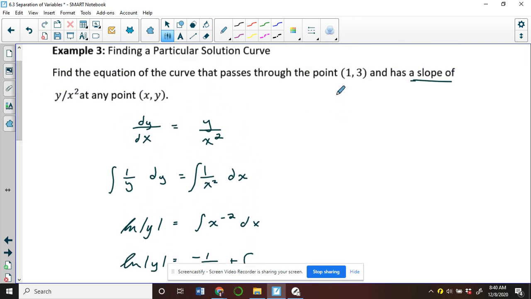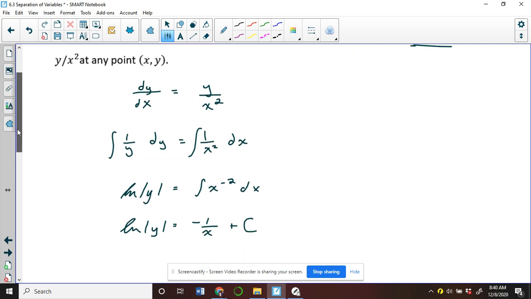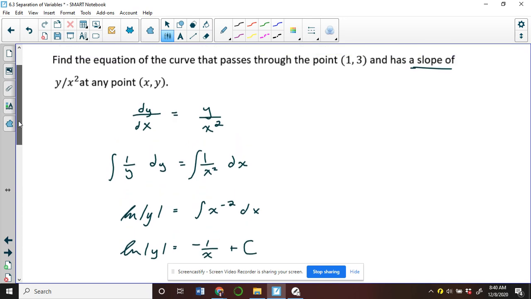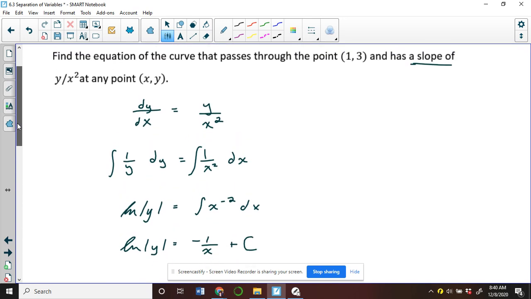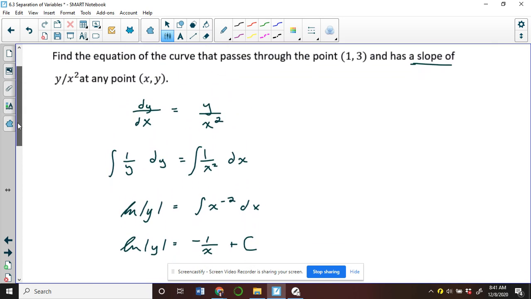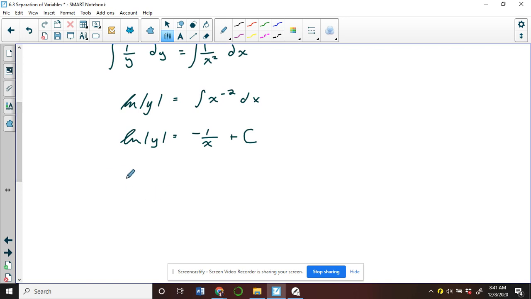At this point, it would probably be easiest to plug in our (1, 3). If you want, we could try to rewrite, take everything to the e. Either way, it's going to be rather complex, so we may as well just go ahead and substitute. So the natural log of 3 equals negative 1 over 1 plus c. Therefore, we have the natural log of 3.